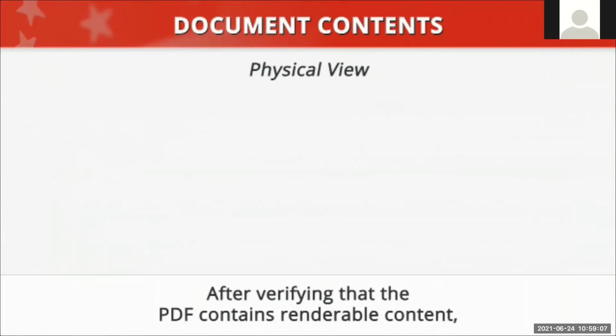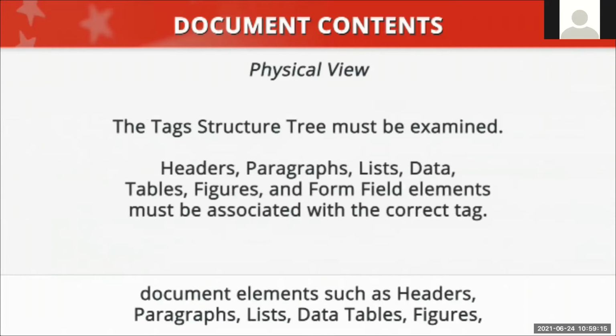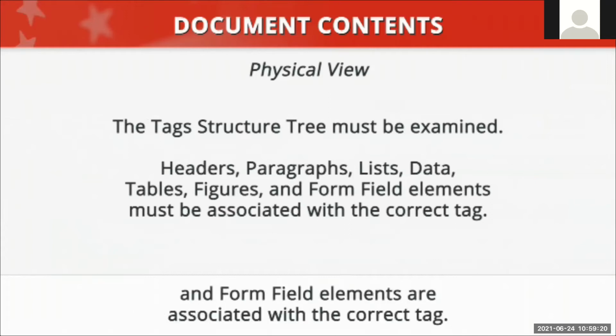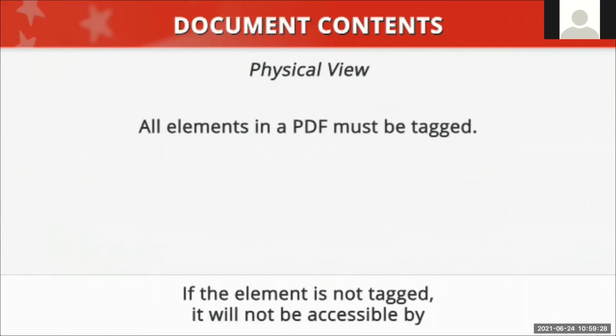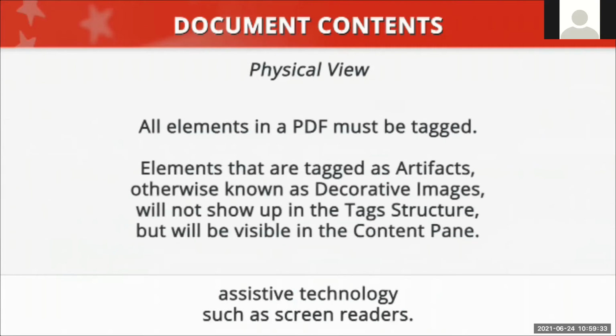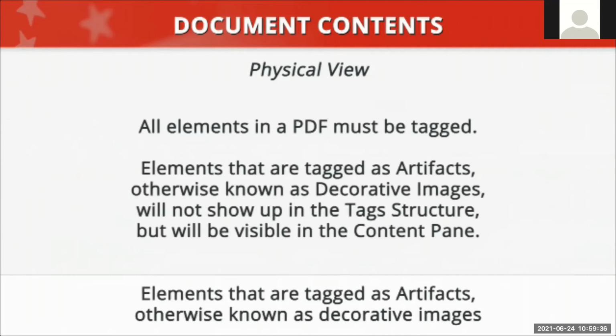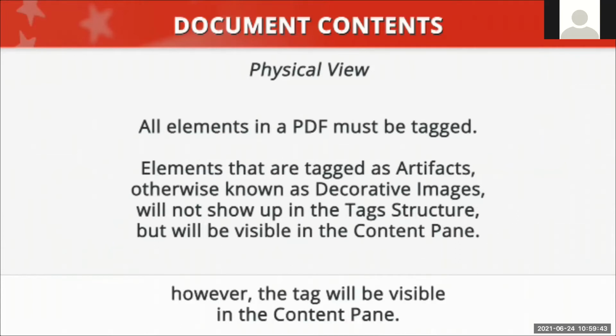After verifying that the PDF contains renderable content, the tag structure tree will need to be examined to ensure all document elements such as headers, paragraphs, lists, data tables, figures, and form field elements are associated with the correct tag. Note: all elements in a PDF must be tagged. If the element is not tagged, it will not be accessible by assistive technology such as screen readers. Elements that are tagged as artifacts, otherwise known as decorative images or repetitive content, will not show up in the tag structure tree. However, the tag will be visible in the content pane.